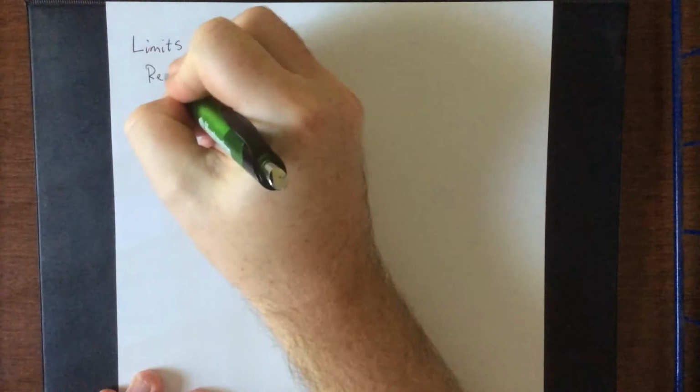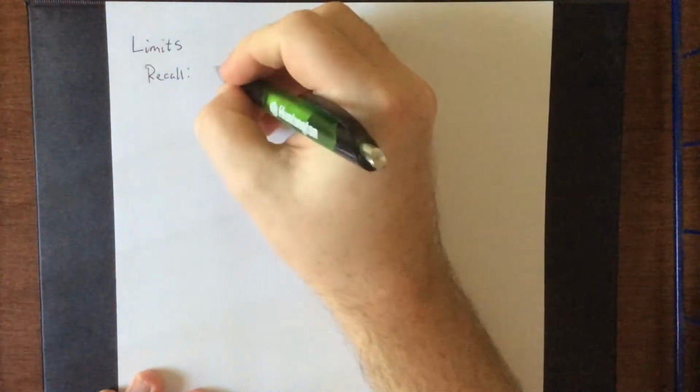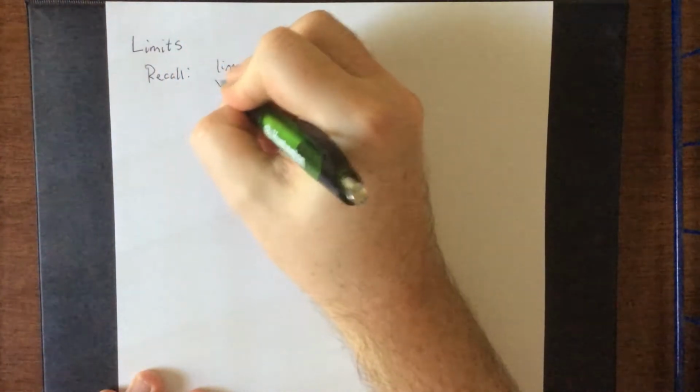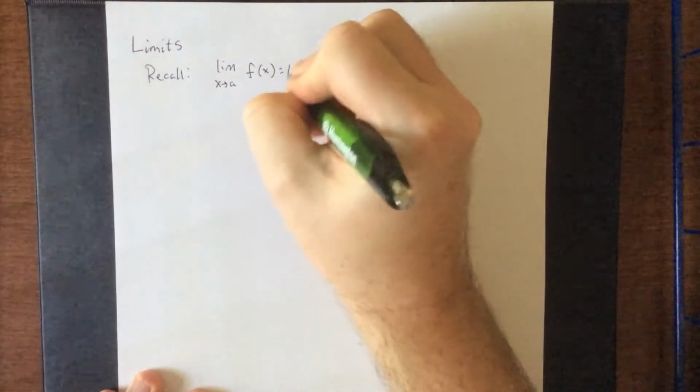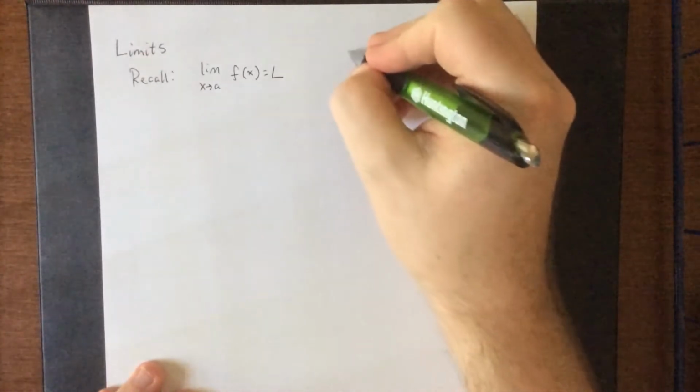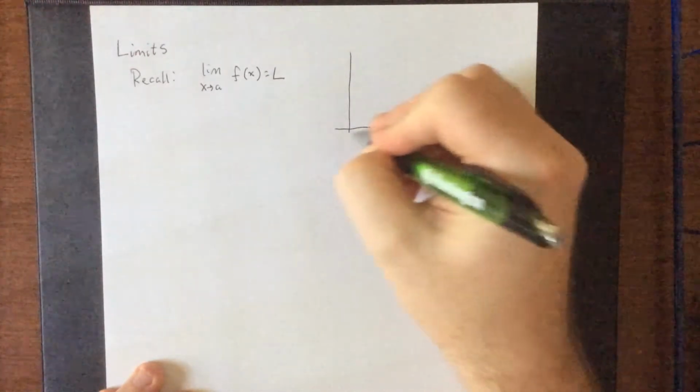Now that we've got an idea of what a function of multiple variables looks like, let's talk about limits. So first off, I will ask you to recall with me the idea behind a limit. For functions of one variable, we had this idea. The limit as x approaches a of f of x is equal to some value L.